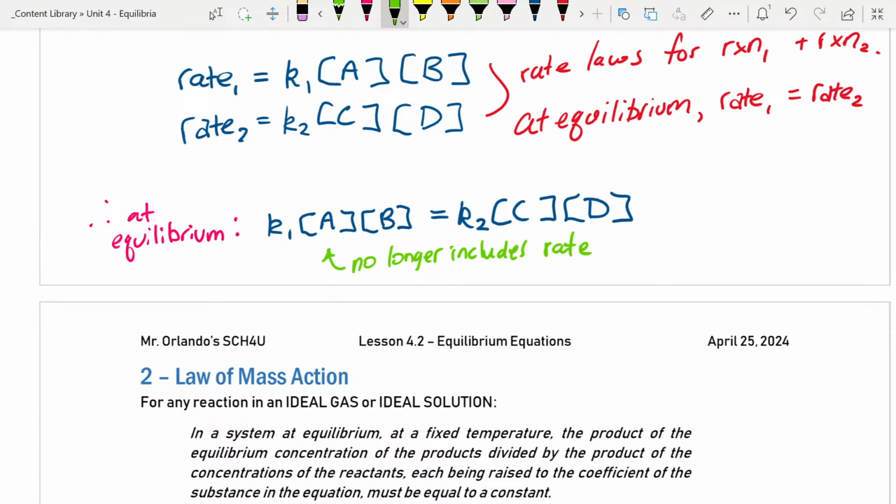But what it does tell us is that some constant times the concentrations of the reactants will be equal to some other constant times the concentration of the products. At equilibrium, we can make a statement about the concentrations. And when you want to compare two things, here we have our reactants, and here we have the concentration of our products, right?